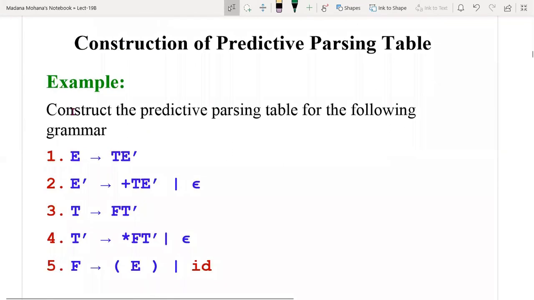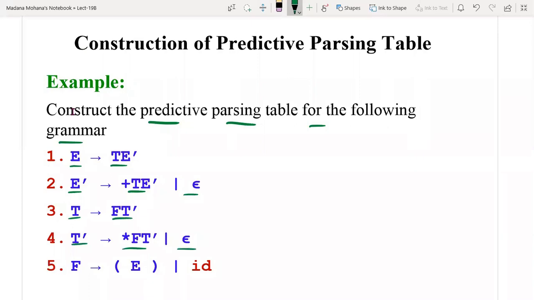Now the question will be given like this. This is very important in examination, so definitely we will get one question on this. Construct the predictive parsing table for the following grammar. The grammar is E derives T E dash, E dash derives plus T E dash or null, T derives F T dash, then T dash derives star F T dash or null, then F derives E within parentheses or ID.